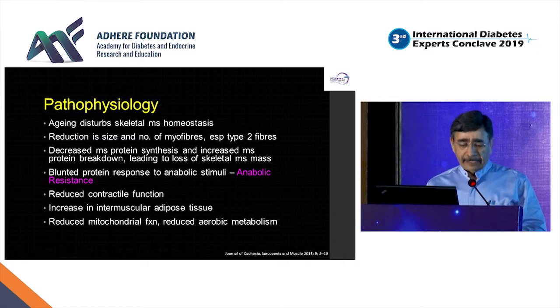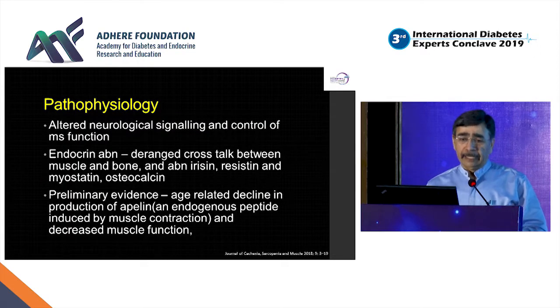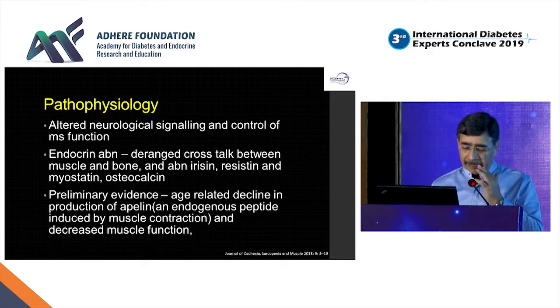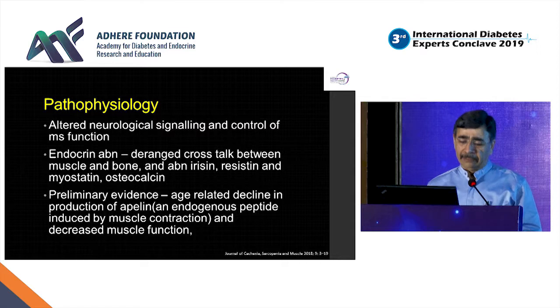There is reduced contractile function of the muscle, increase in the adipose tissue deposition in between the muscles, reduced mitochondrial function and aerobic metabolism. There is deranged neurological signaling and control of muscle function. There are abnormalities in endocrine function, particularly the crosstalk between bone and muscle function. There is some evidence that there is age-related decline in production of a particular protein called apelin, which is an endogenous peptide produced by muscle contraction and is a marker of decreased muscle function.